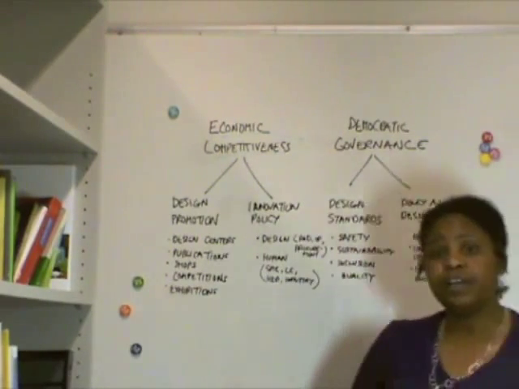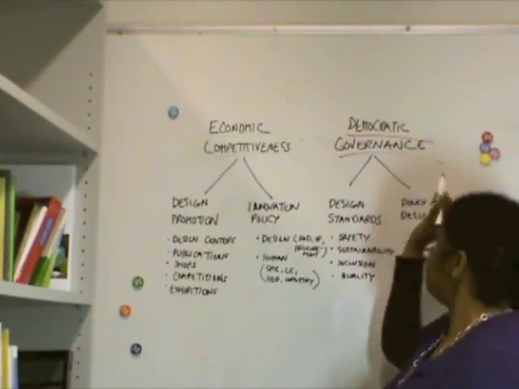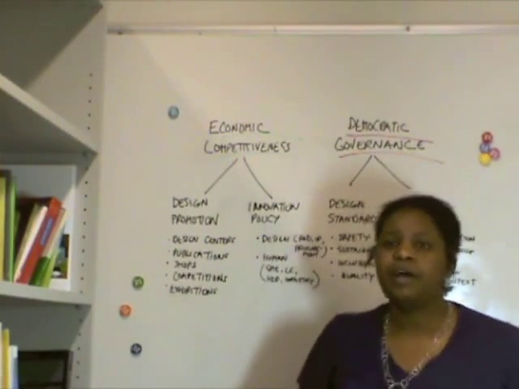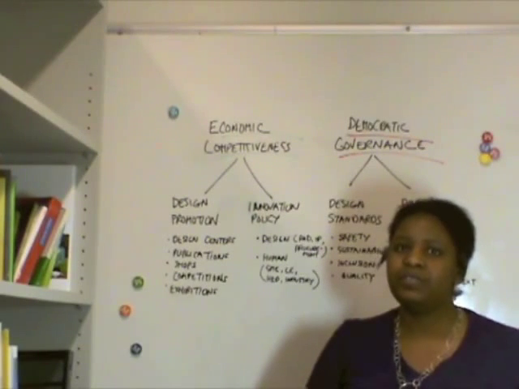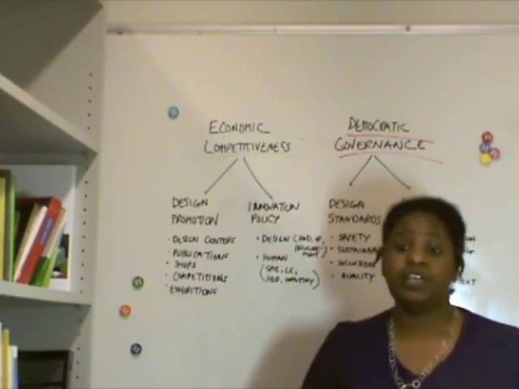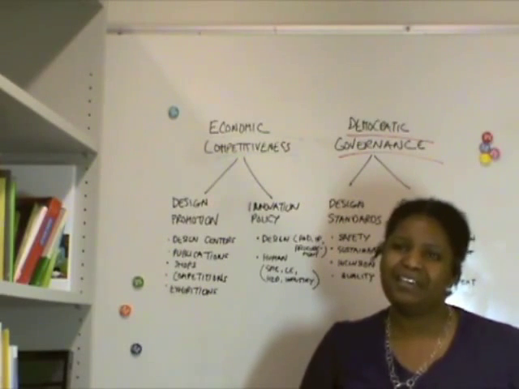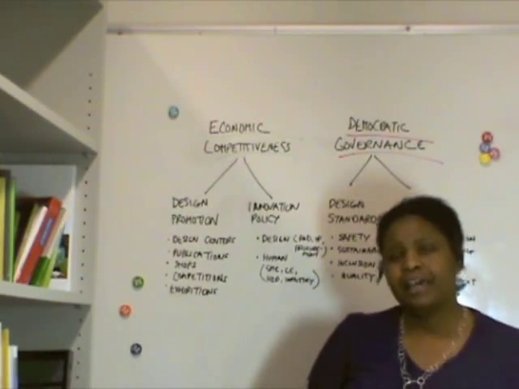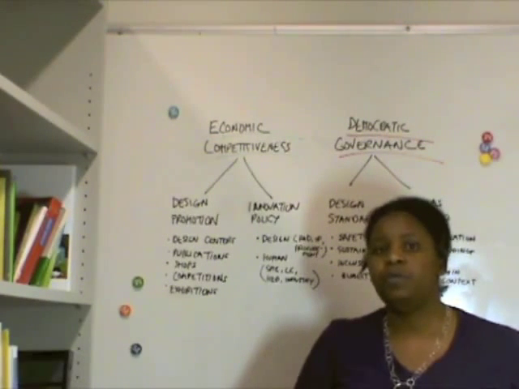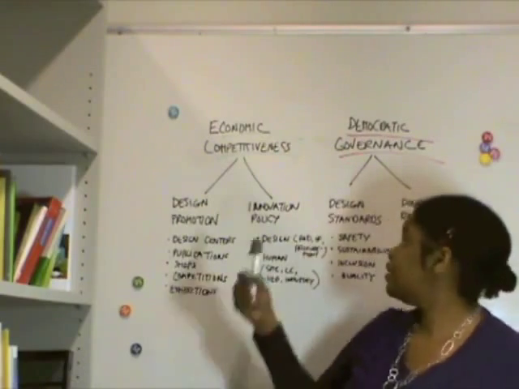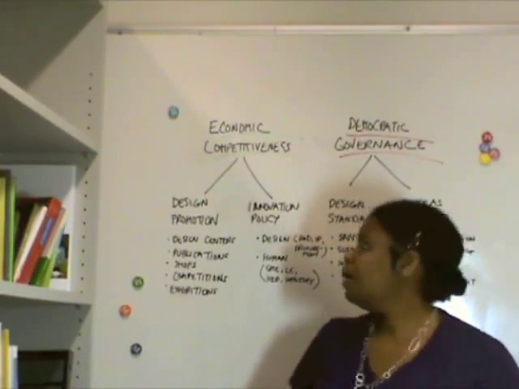But we also realized that what's important is what we call design policy for democratic governance, meaning that design plays a significant role in understanding how a nation engages with its citizens and its visitors and its residents. And that should be equally, if not of greater importance, than the externally facing economic competitiveness.